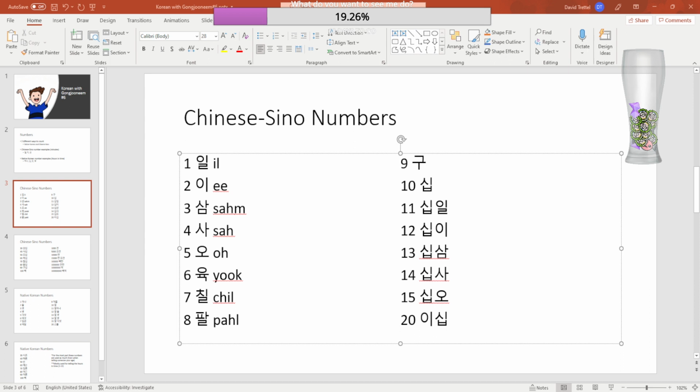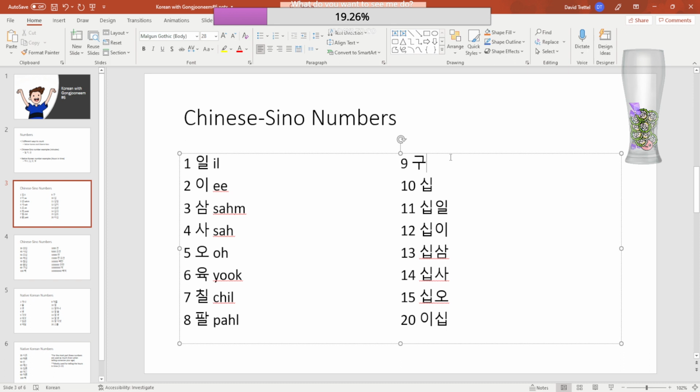So just 1 through 8, we've got 일, 이, 삼, 사, 오, 육, 칠, 팔. So again, that's 일, number 1, 이, number 2, 삼, 3, 사, 4, 오, 5, 육, 칠. I'm sorry, 육 is 6, 칠, 7, 팔, 8.